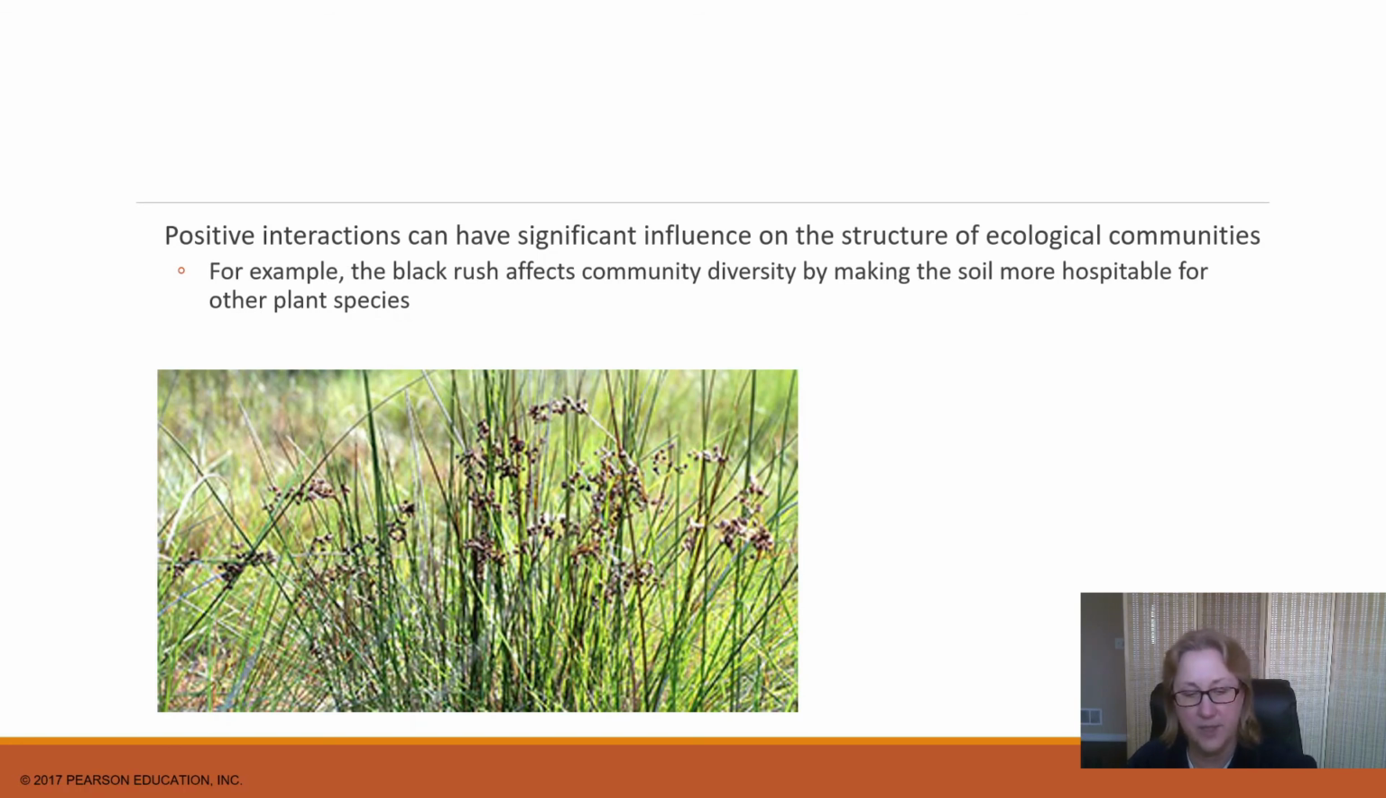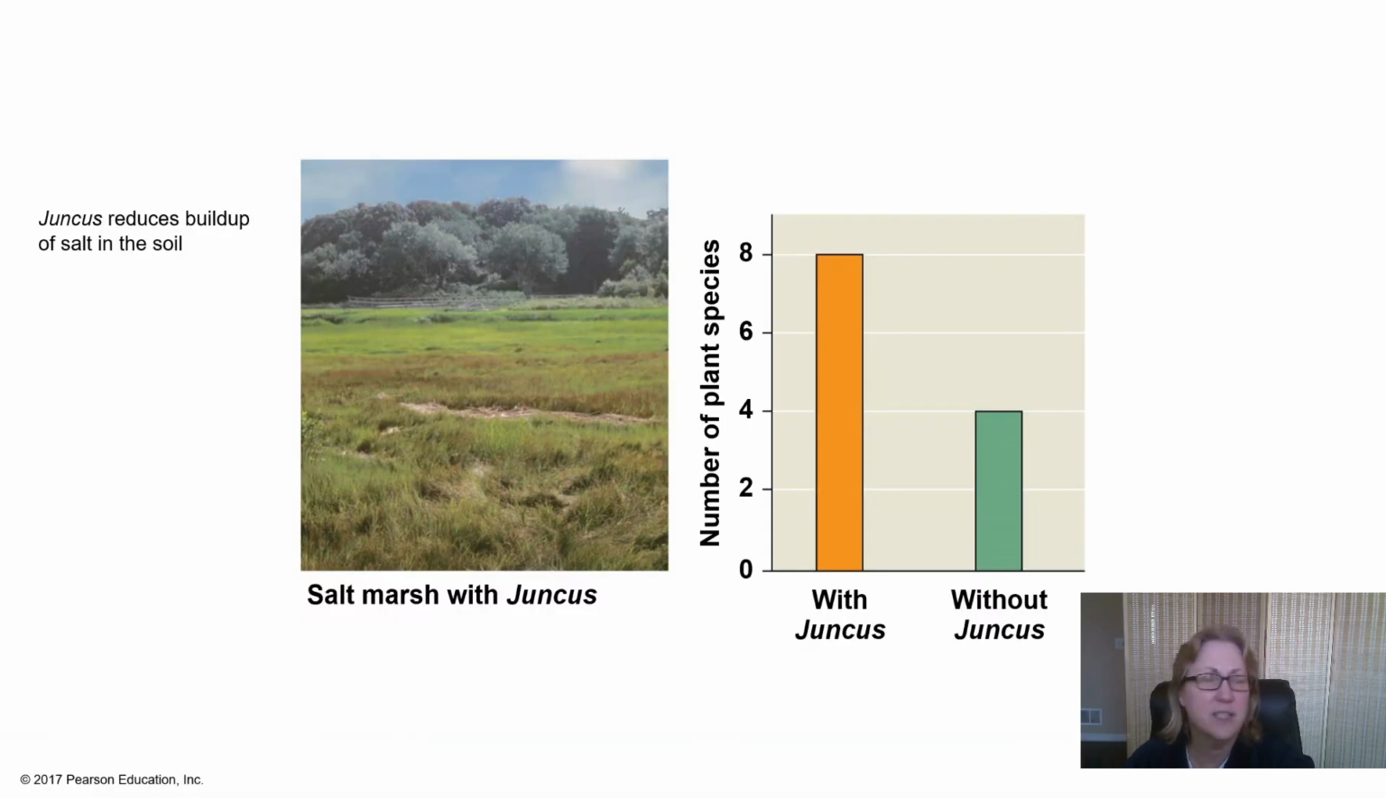So the presence of this species, of this black rush, which looks kind of like grass, but it's not actually grass. Rushes are similar to grass. So the genus name is Juncus. This is what it looks like when it's in a big field. And if you remove it, or if you find places where it's just naturally not present, you find a lower diversity of plant species. And so the scientists studying this wondered why, when this species is present, do you get a greater diversity of other plant species?